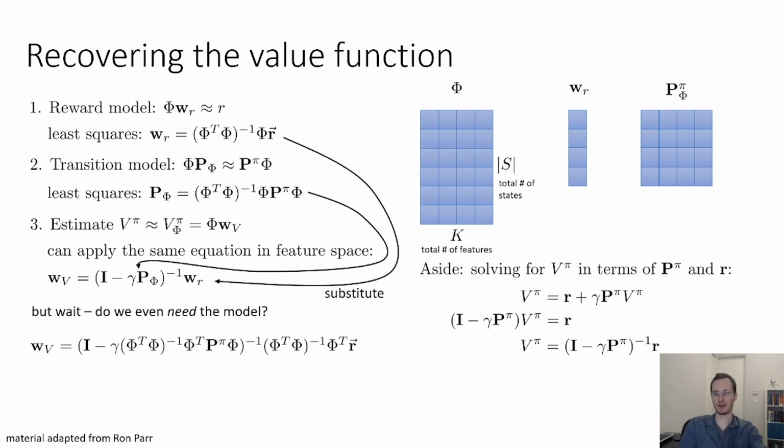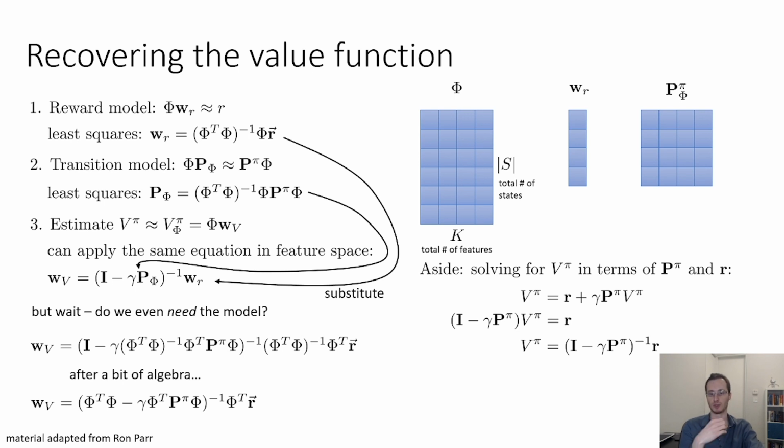But with a little bit of linear algebra, I can simplify this equation to the following form. WV is equal to phi transpose phi minus gamma phi transpose P pi phi, inverse, times phi transpose r. Okay, much simpler equation. No more WR, no more P phi. We can directly solve for WV and skip the middleman. So it turns out that the model-based case is actually the same as the model-free case in this setting.